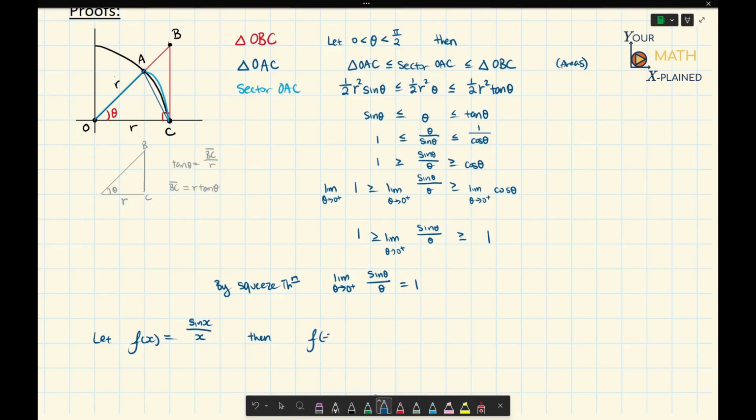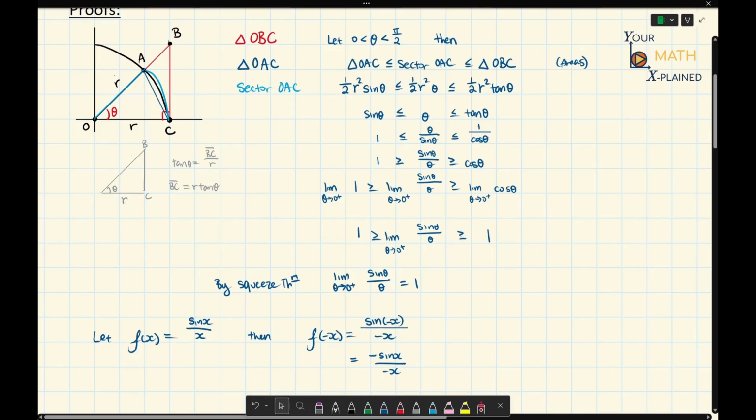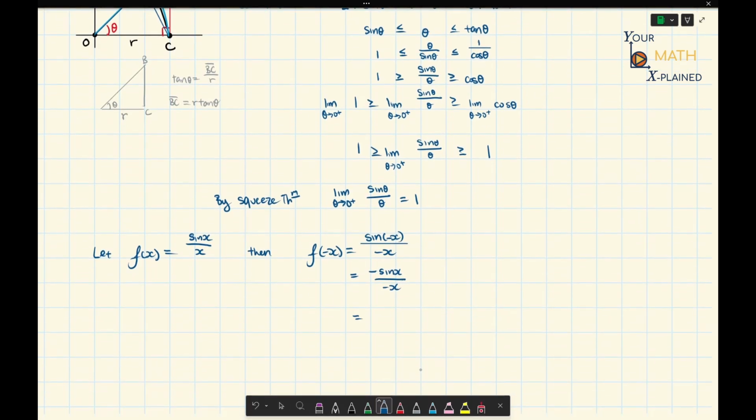Then f of negative x is going to be sine of negative x over negative x. But sine of negative x is just negative sine x, and that's because sine is an odd function. So that means this is equal to negative sine x over negative x. So now we can cancel out the negative sign, and this is equal to sine x over x, which is just equal to f of x. So when you have f of negative x equaling f of x, this is what we call an even function.